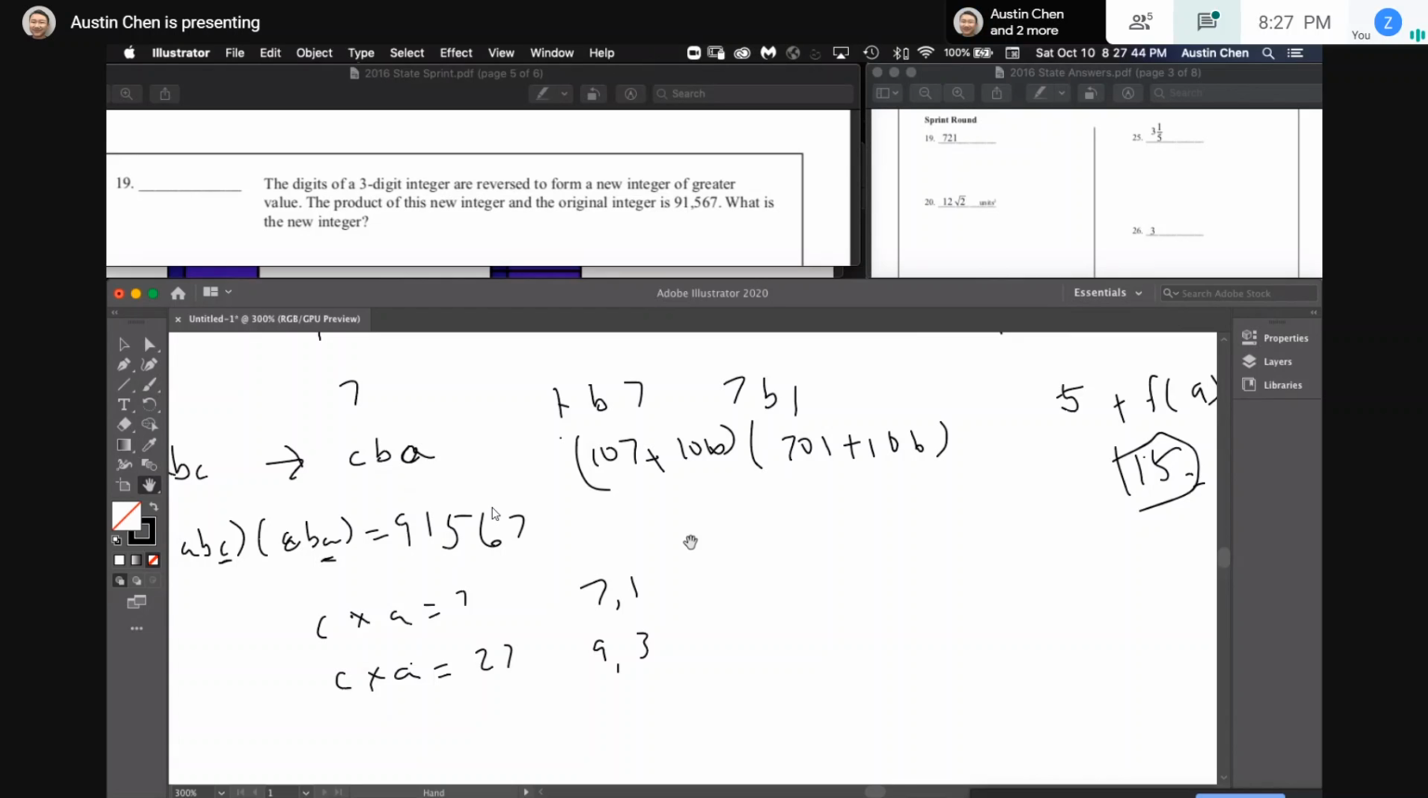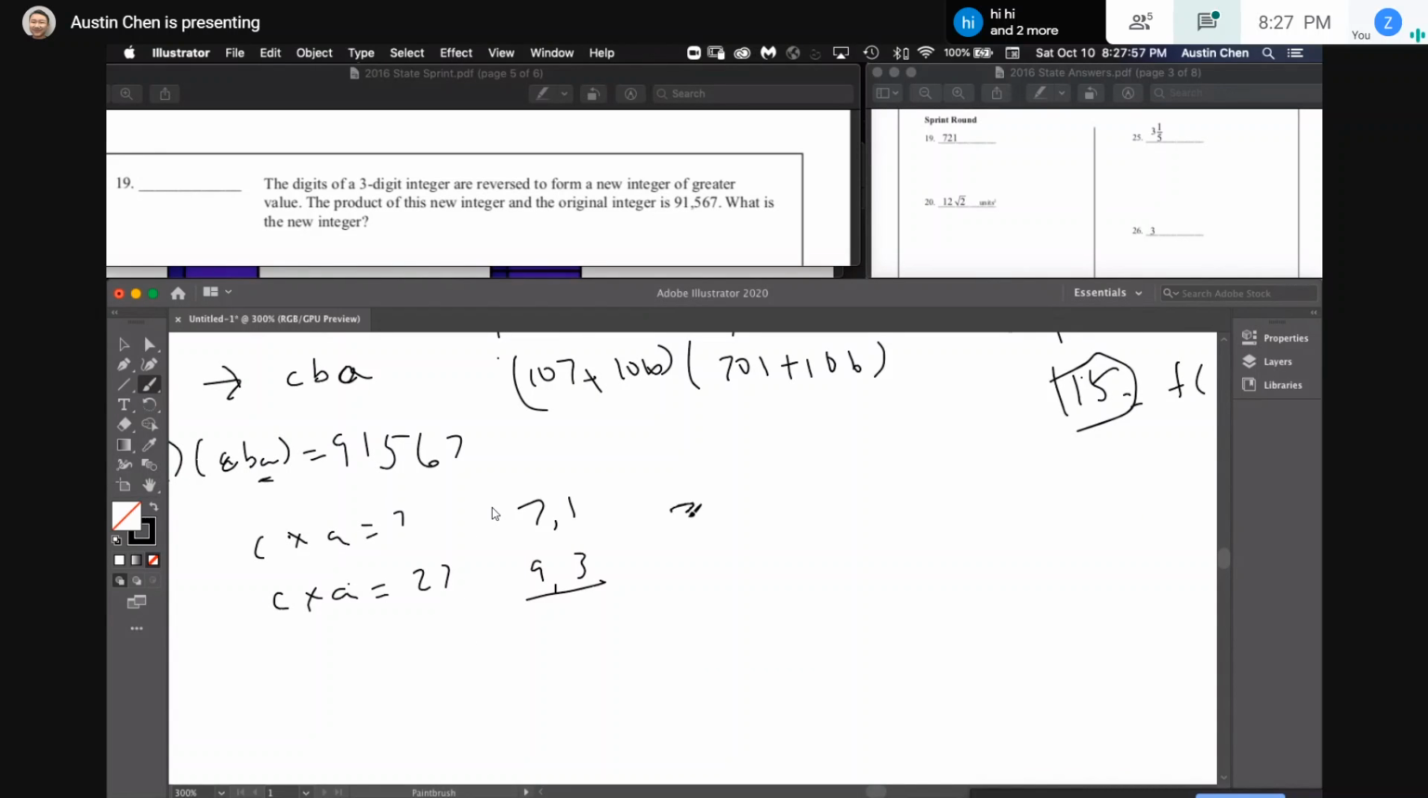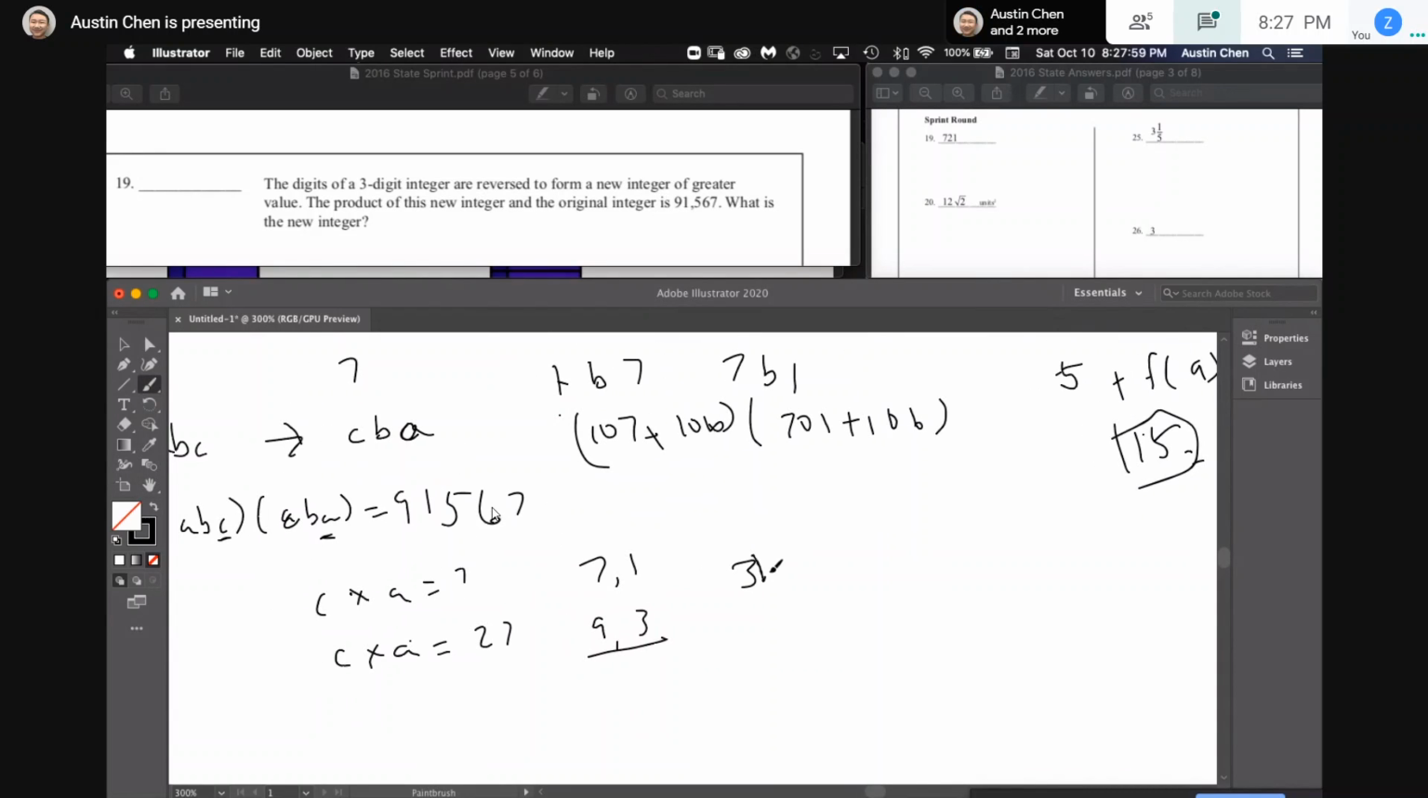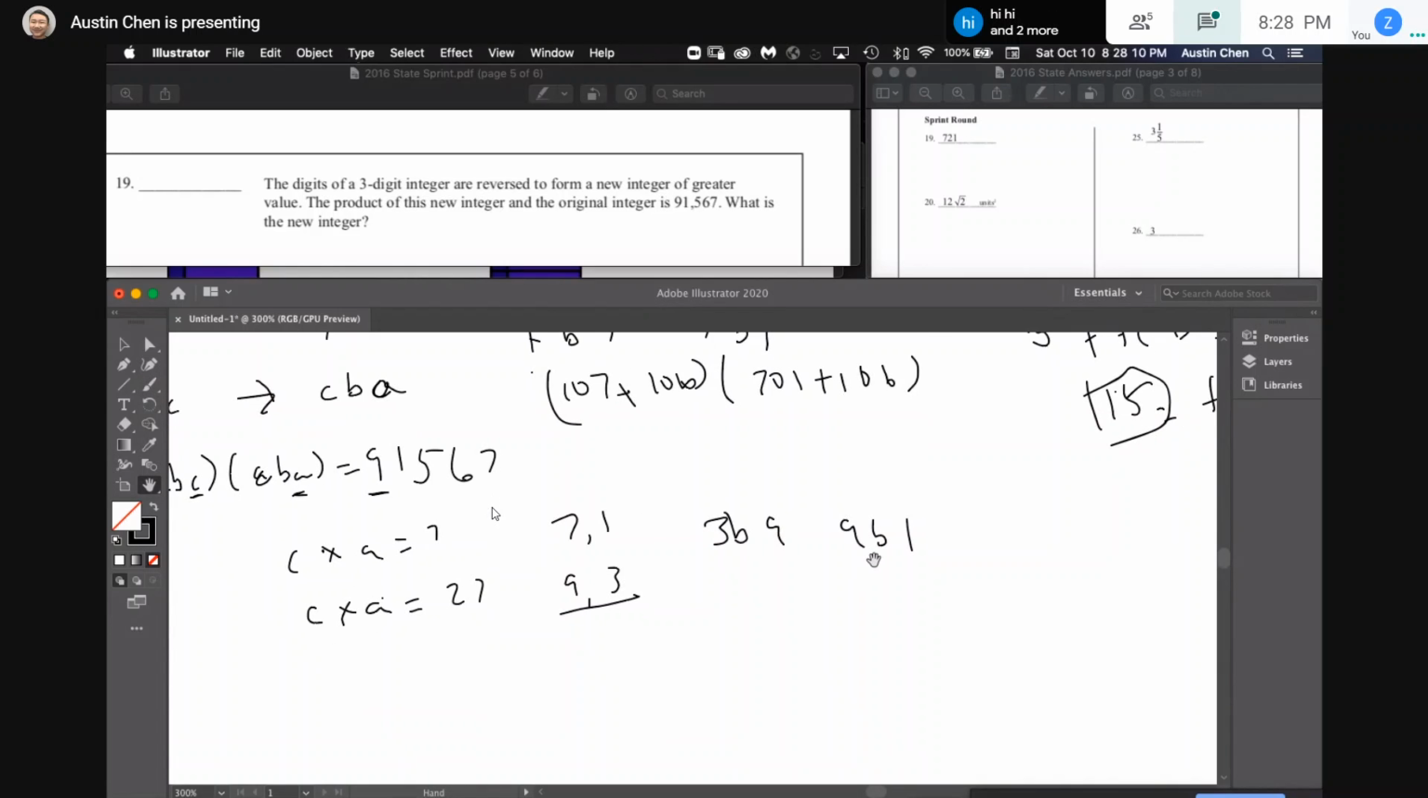I mean, you could try to represent them and then just have B, but I think that will also be complicated. Also, we can rule out this case, right? Because it would have to be 3b9 and 9b1, right? And if we look at the value of this 1500 figure, that's way too small, right? And this is way too big.